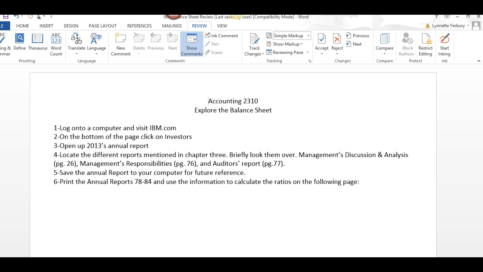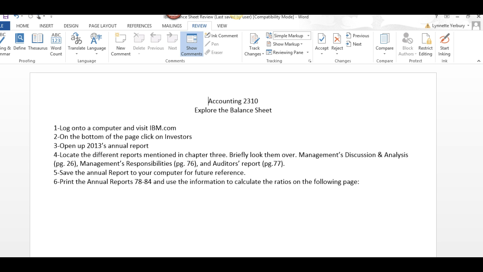And my point with all of this is to show you, first of all, how easy it is to find financial information for a company. You just need to log on the computer, visit IBM.com's website, look around for information on investors. In our case, it's on the bottom of the page. Click on it, open the annual report. Then we're going to look at some things that were mentioned in the chapter. The management's discussion and analysis, management's responsibilities, and the audit report.